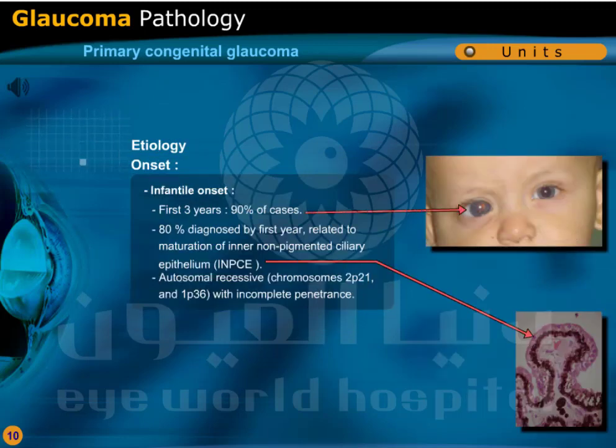Onset. Infantile onset: first 3 years, 90% of cases. 80% are diagnosed by the first year, related to maturation of the inner non-pigmented ciliary epithelium. Autosomal recessive. Chromosome 2p21 and 1p36 with incomplete penetrance.